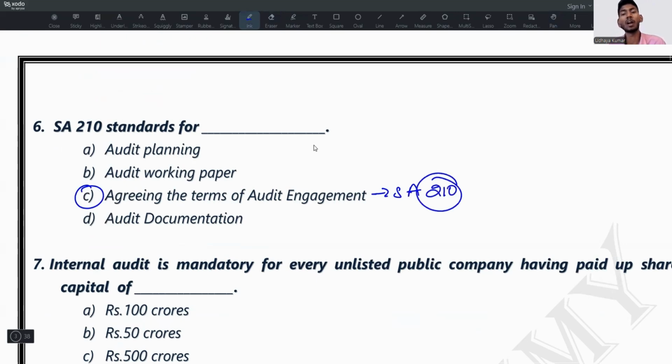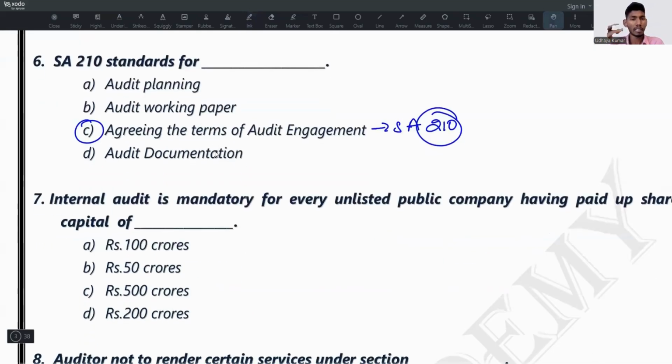You might ask, what are the remaining ones? Audit planning comes under what? Please try to answer. Audit documentation is SA 230. Audit documentation and audit working paper are one and the same, right? So SA 230. And audit planning comes under SA 300. In this manner, you can revise all the remaining standards too.